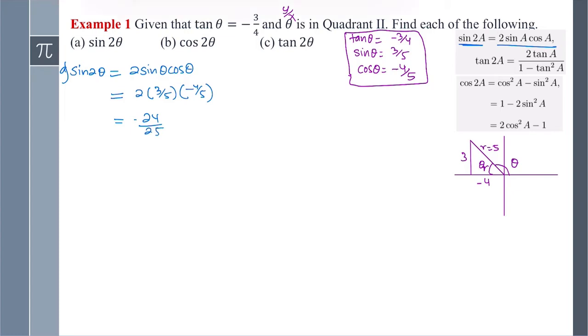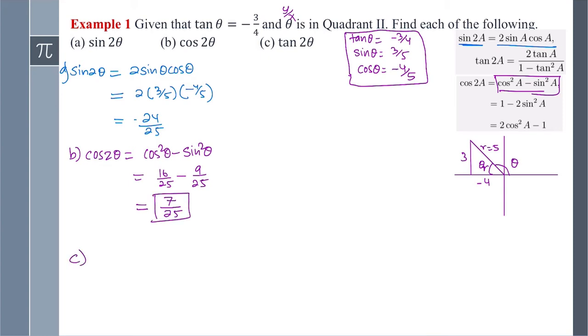Now let's go ahead and find the next one, which is cosine 2 theta. We can use any of these identities, so we have three of them. Let's just use the first one, which is cosine squared theta minus sine squared theta. We know that cosine theta is negative 4/5. So when we square negative 4/5, that is 16 over 25. Minus sine theta, which is 3/5. When we square, we get 9 over 25. And then 16 minus 9 is 7. So 7 over 25.